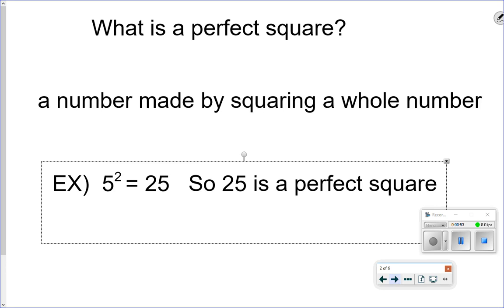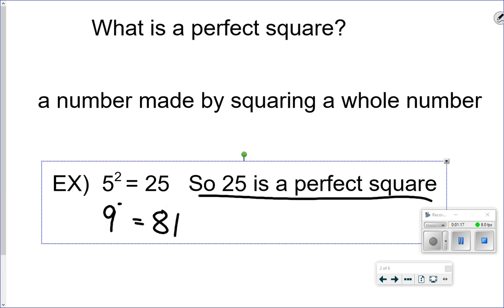So if you don't already know this, a perfect square is simply a number made by squaring a whole number. For example, 25 is a perfect square, because we can square a number like 5 to get 25. Another example of a perfect square is 81. The reason 81 is a perfect square is because 9 squared gives us 81. Some other examples are 16 and 49. So it has to be something that can be created by squaring another number.